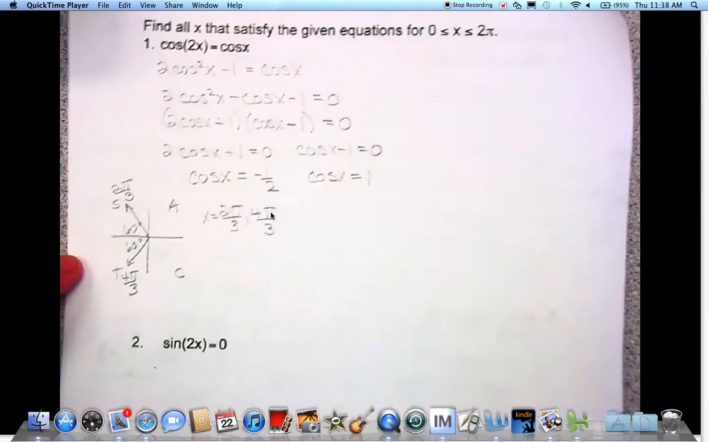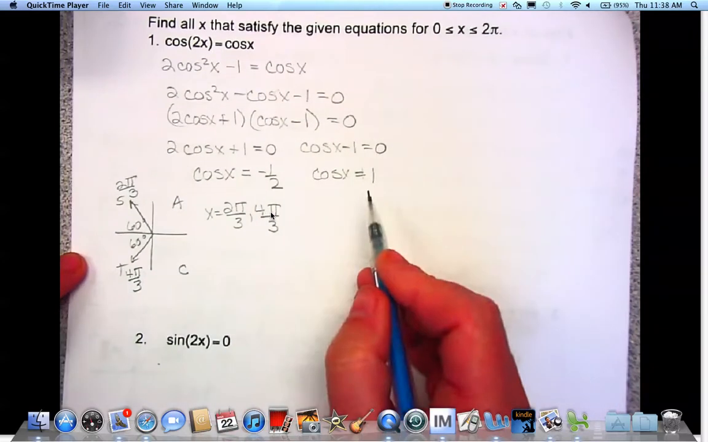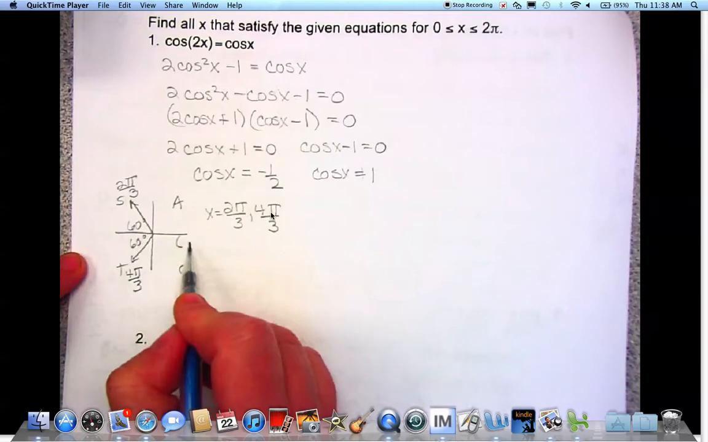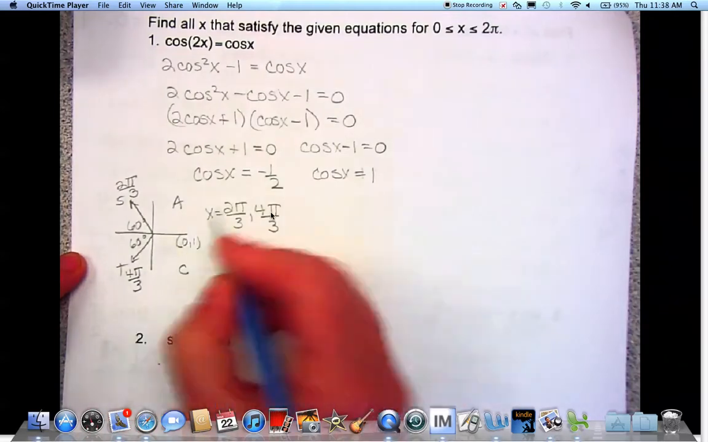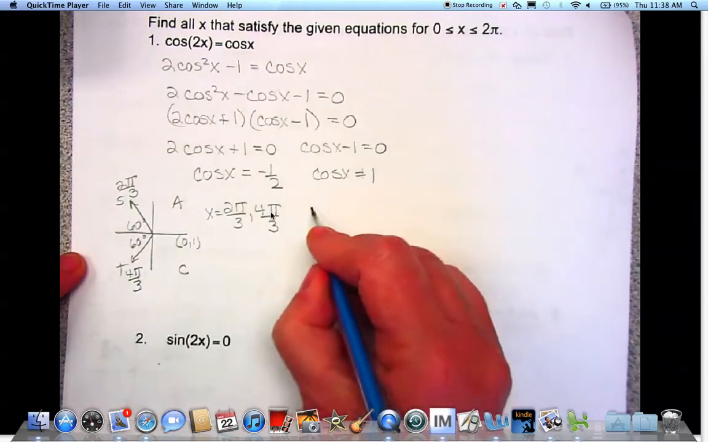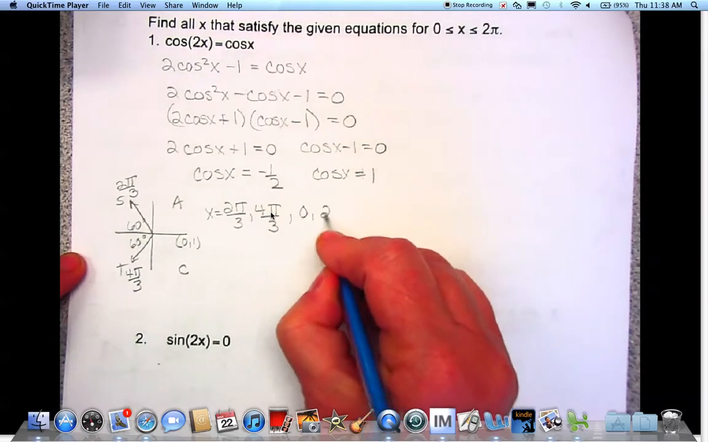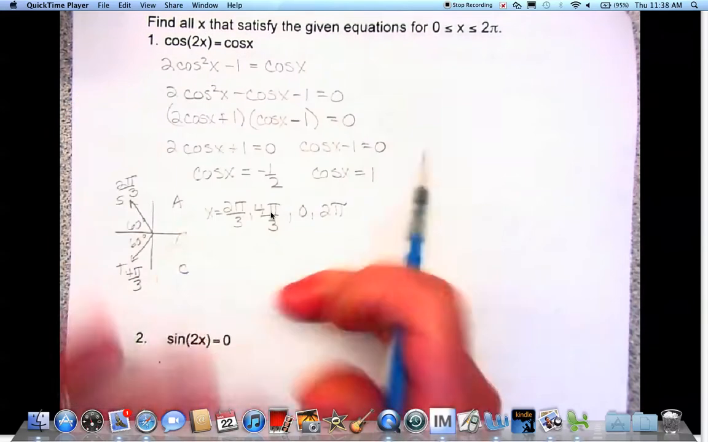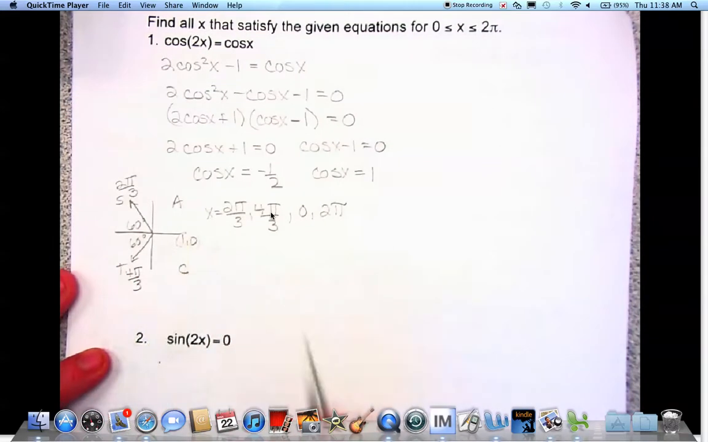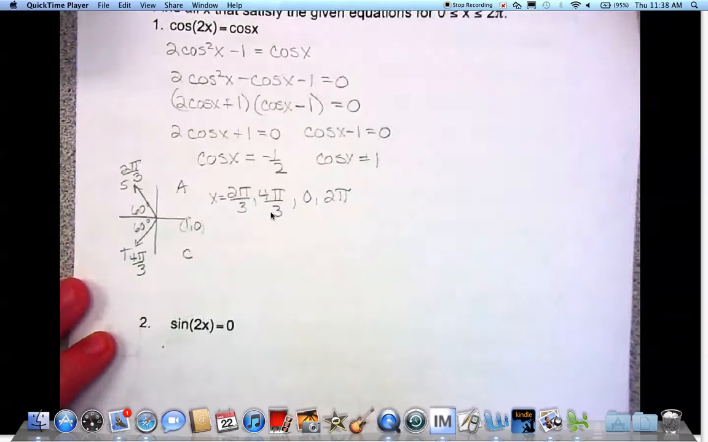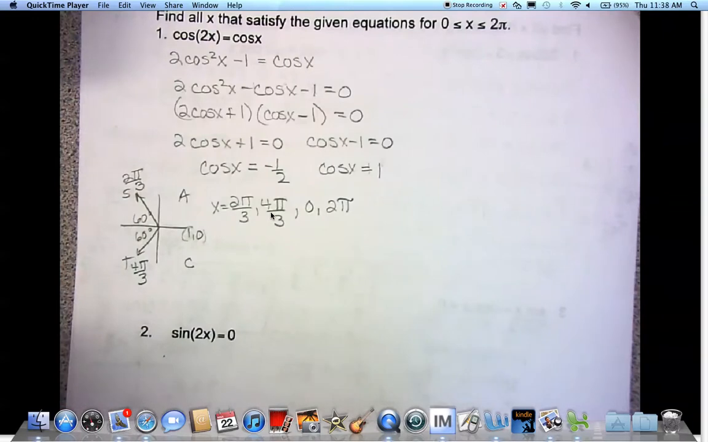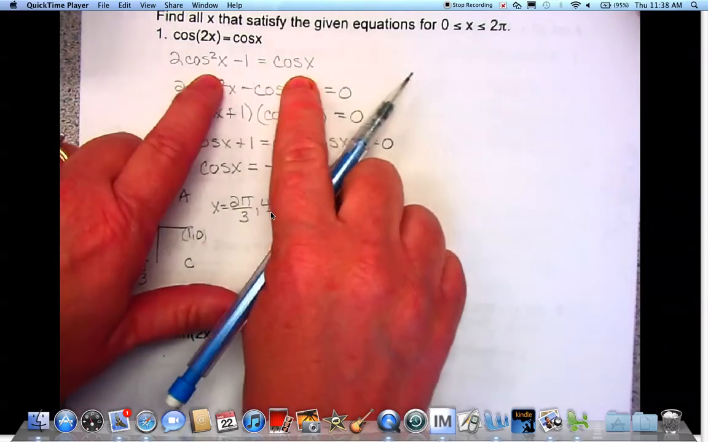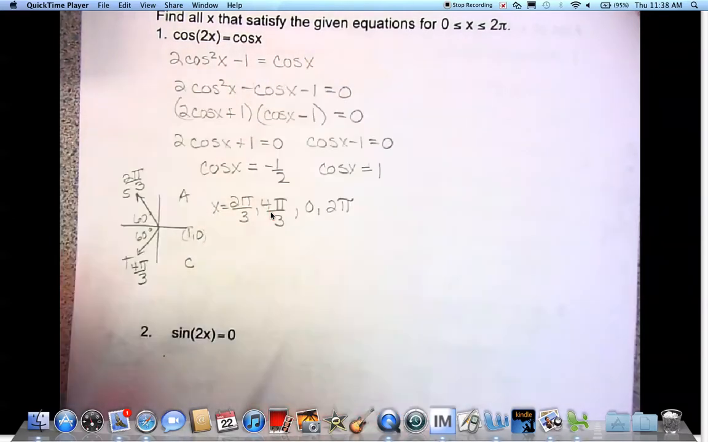Then when is cosine of x equal to 1? 0 and 2 pi. Right here, this is 0, 1. So that's 0 and 2 pi. Wouldn't it be 1, 0? Yes, it would. Good. All right, do we need to check for anything? No, we don't, because there's nothing in the denominators. No denominators, so we don't have to check anything.